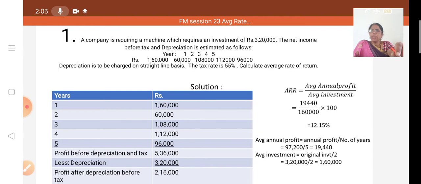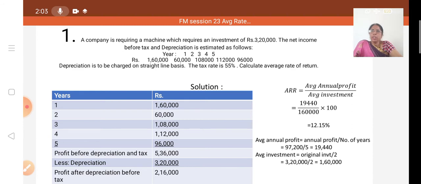The formula for this is: average rate of return is equal to average annual income after tax and depreciation, divided by initial investment, into 100. ARR is also calculated as annual average net earnings divided by average investment into 100. So let us take the first problem, how to calculate ARR.